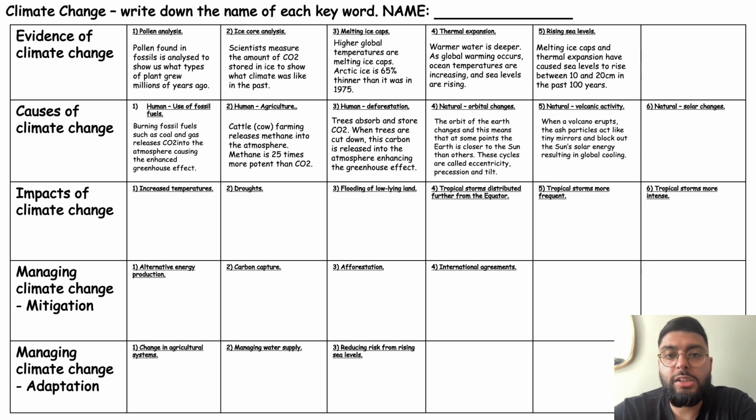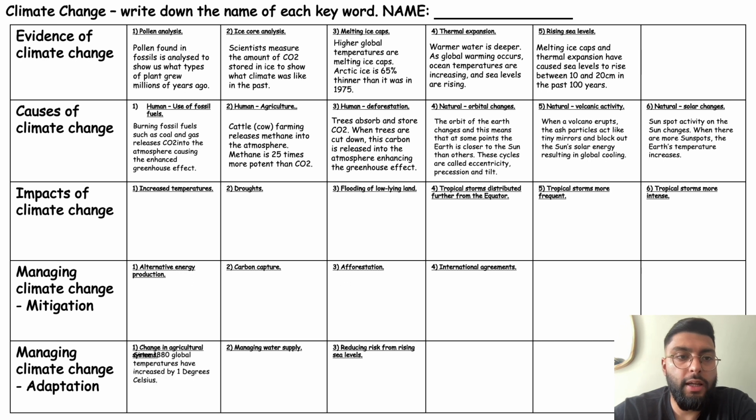Next, solar changes or solar activity, particularly related to sunspots, which are those spots that you might see on telescopic images of the Sun. When there are more sunspots, the Earth's temperature increases as more insolation is being radiated from the Sun. Okay, the impacts of climate change. So those are the causes, what's driving this change, and how does that impact people, the environment and the economy.